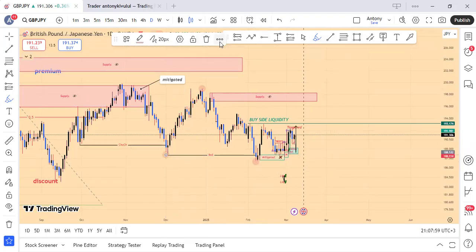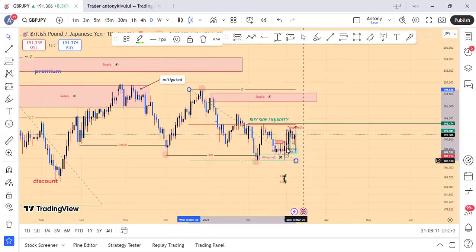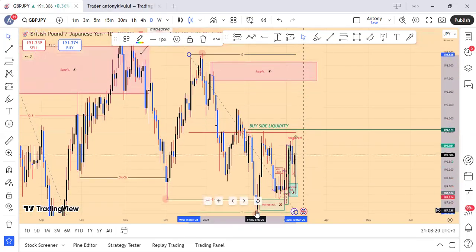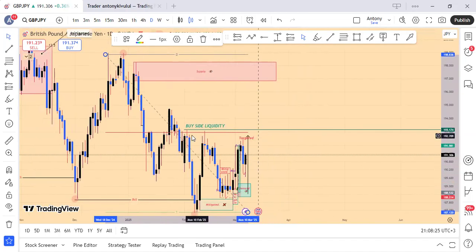Now, as usual, I'll pick my Fibonacci tool. After picking my Fibonacci tool, I place it from the top here all the way down here. Now I expect the price to trade at least to the 50% of my leg. And you can see here, the price traded to the 50%. But now, after trading to that 50%, you can see the price did not break the structure here down.